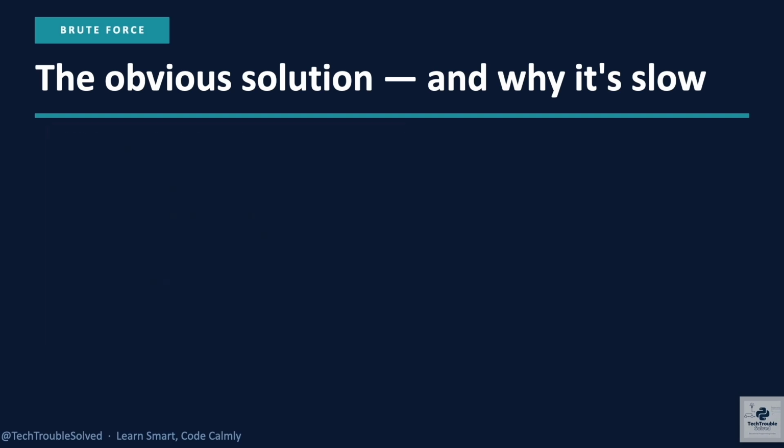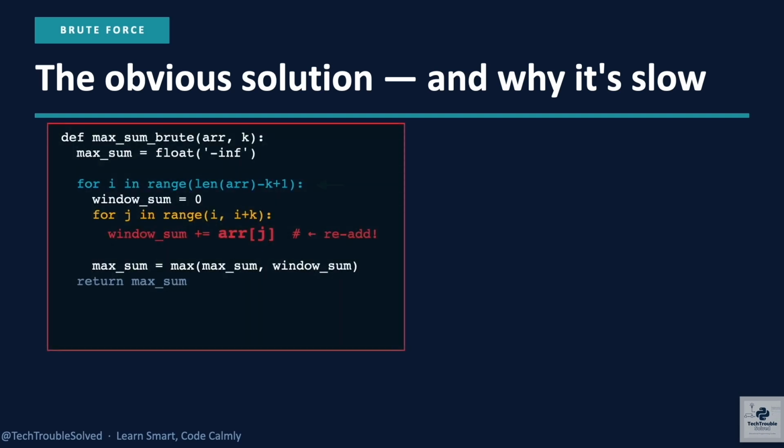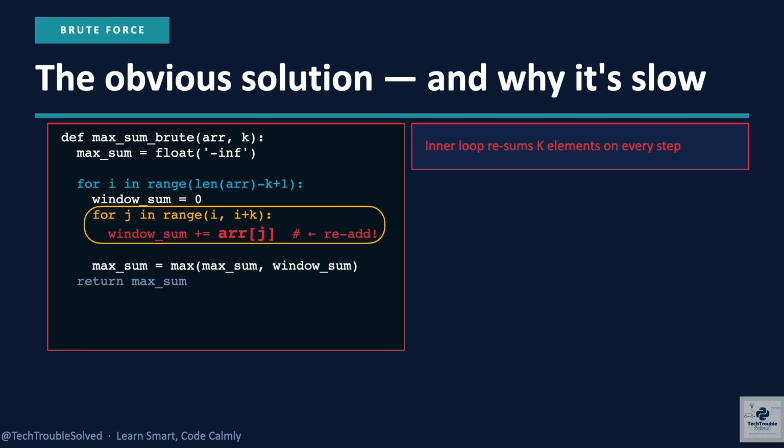Two nested loops. The outer loop picks a starting index i. The inner loop sums the next k elements starting from i. We track the maximum sum we have seen so far. Notice I am initializing max sum to float negative infinity, not 0. We will come back to why that matters in the edge case slide. Now look at the inner loop on line 6.